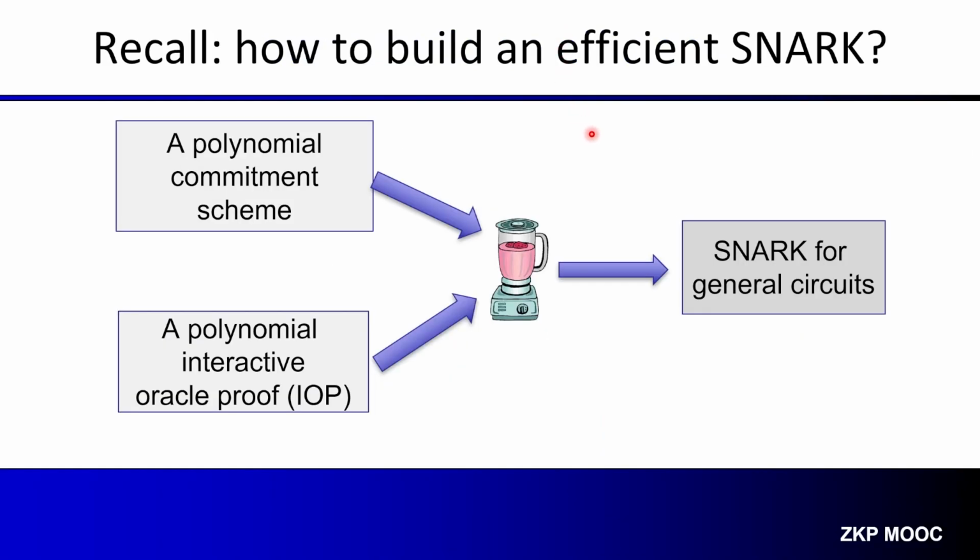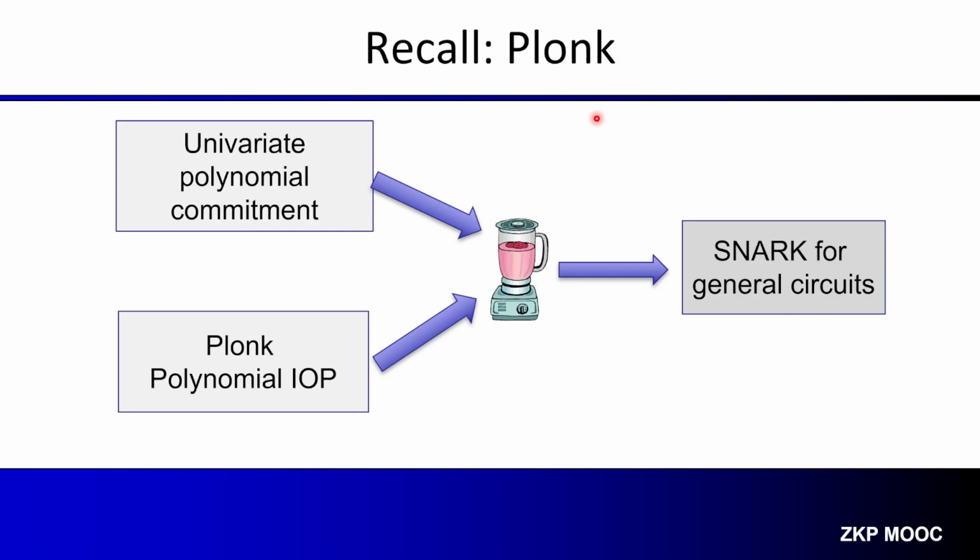Recall that from previous lectures, we've learned that a common recipe to build an efficient SNARK system is this general paradigm in two steps. We first design a proper interactive oracle proof, such as a polynomial IOP, and then we can combine it with a polynomial commitment to build an efficient SNARK for circuit evaluations.